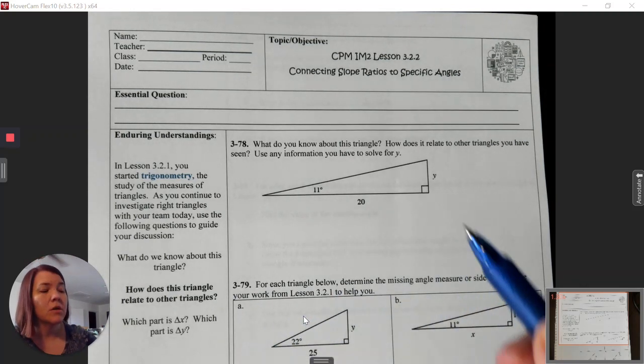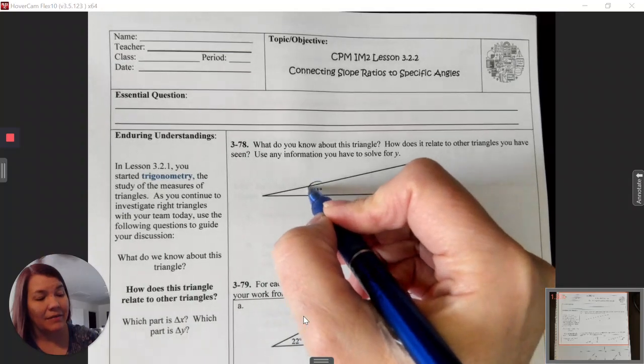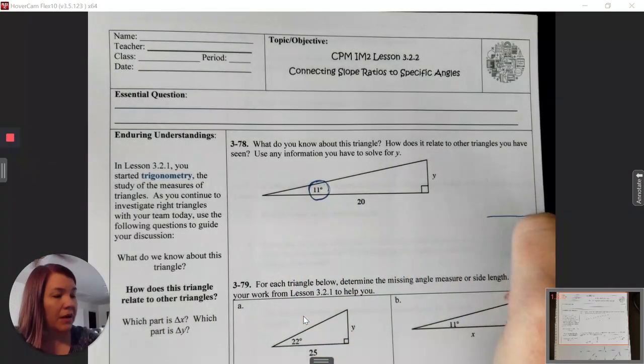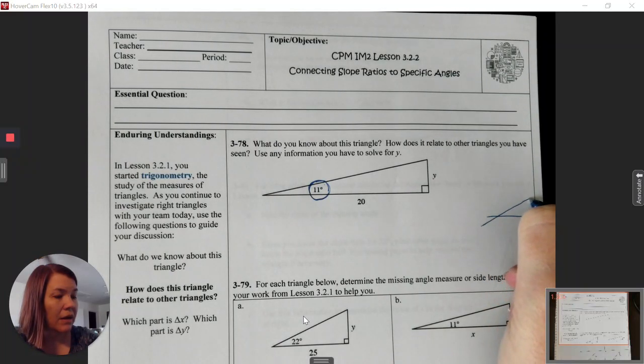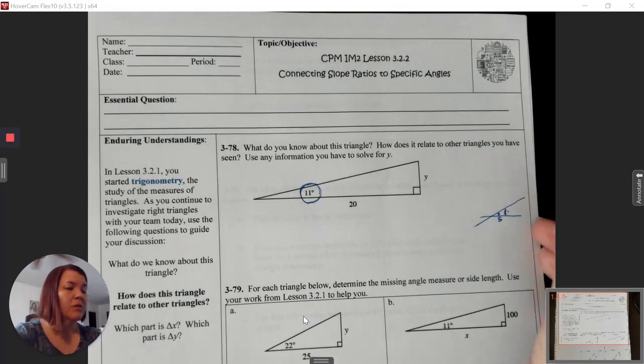All right, so here's my angle. Notice that it is 11 degrees like we were studying yesterday. If we remember from yesterday, we had that really long line, and we drew the one slope triangle, and it was 1 and 5, and then we knew this angle was 11 degrees. So something like that.